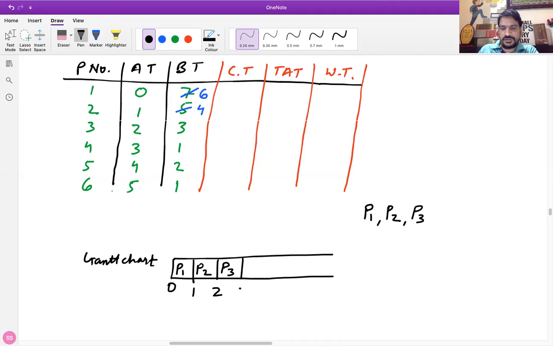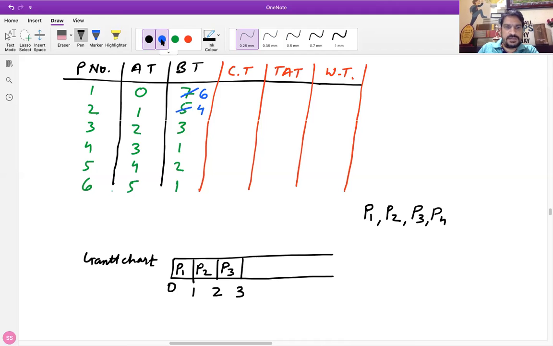Now again for 1 burst time, at time T3, we again check the ready queue. This is the 0th arrival time, this is 1, this is 2, and this is 3. Now at the 3rd arrival time, process P4 is also available.